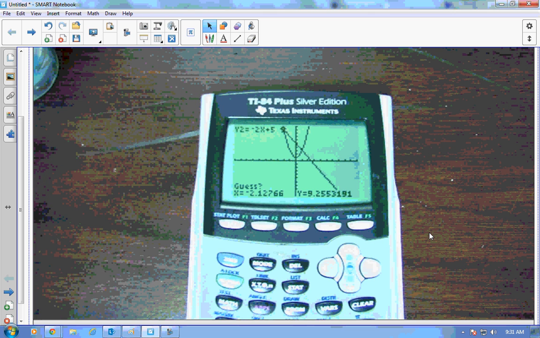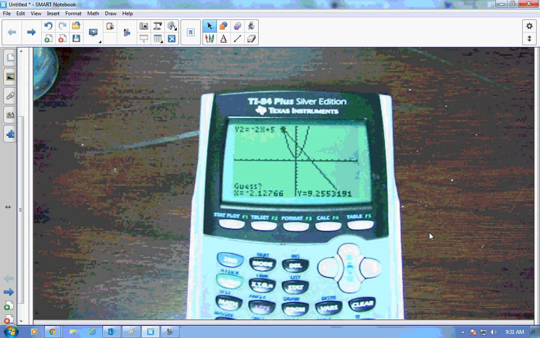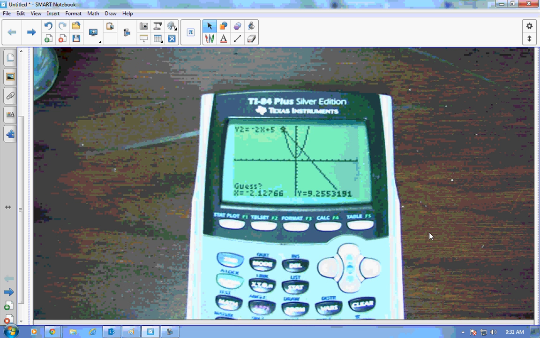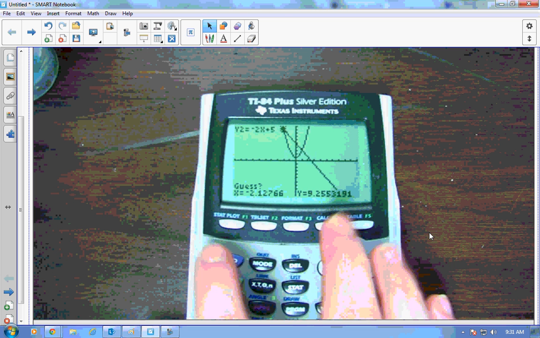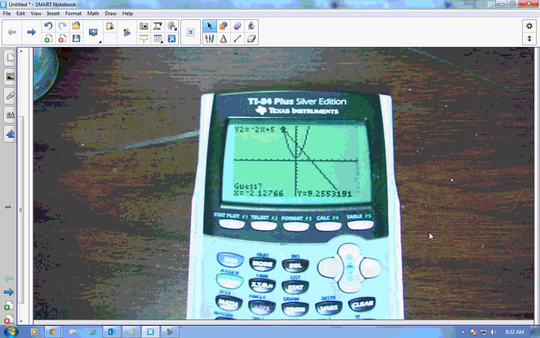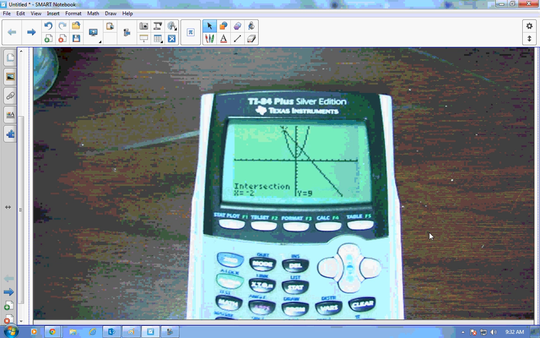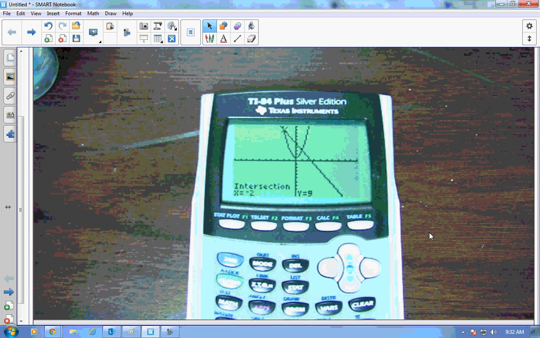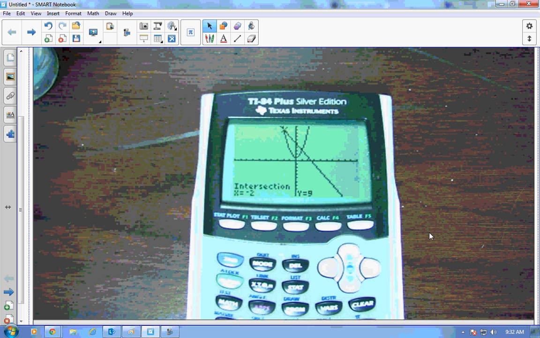Are you doing this with your calculator? You need to go to y equals and type in both those equations. Did you go to the intersect? Second calc? Okay, and push enter. So essentially we push enter 3 times. What is our intersection? Negative 2, 9. If you could write that on your paper, please.